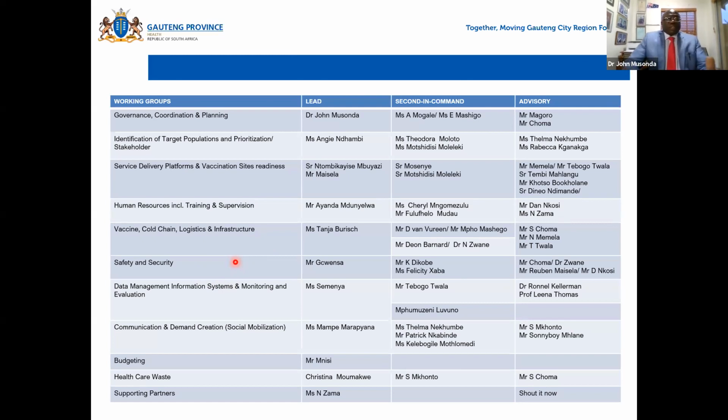At every step, the security must be tight. We know it's a well sought after commodity, and we need to be very tight with security. Data management, information systems and monitoring, very important. There are things we need to track. We need to track adverse events following vaccinations or immunizations.